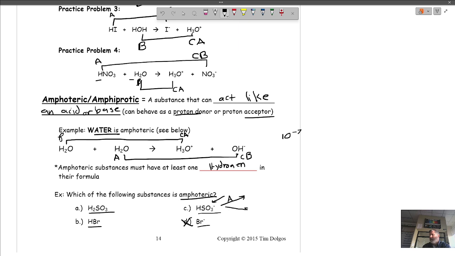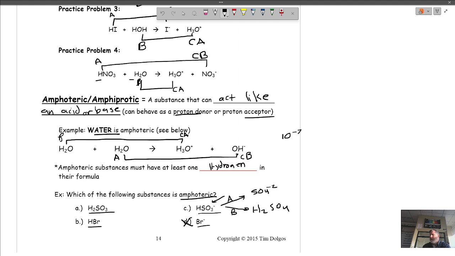I'll show you both. If it acts as a base, it's going to follow the bottom line. A base accepts a hydrogen and it would become H2SO3. How do we know this compound exists? Because you see this negative sign, it means it can accept a proton or a hydrogen. Same thing. And then if it acts as an acid, it could create SO3.